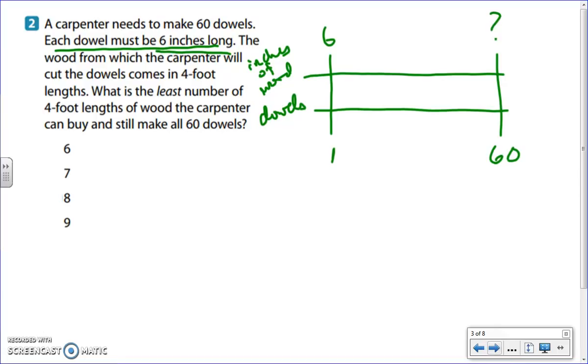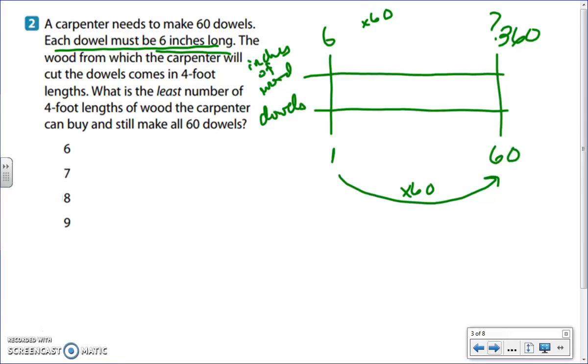The first thing I notice is that it's easy to multiply 1 by 60. I can multiply 6 by 60. That makes 360 inches of wood. Unfortunately though, the wood does not come in 6-inch lengths or 1-inch lengths. They actually sell them in 4-foot lengths.